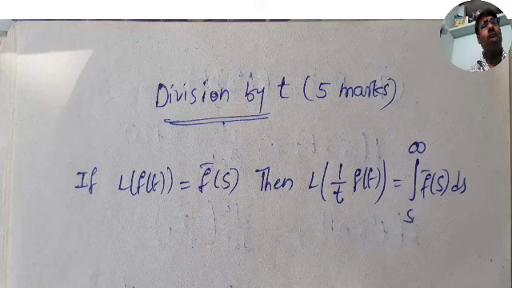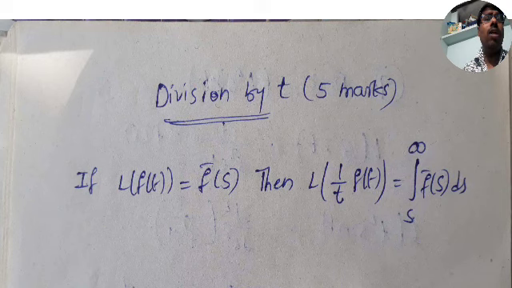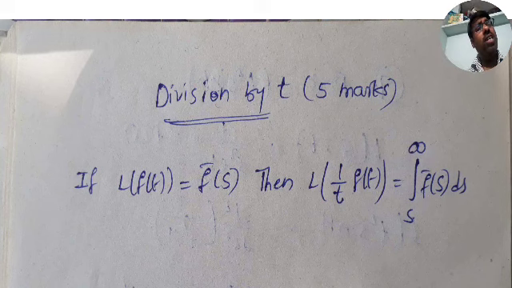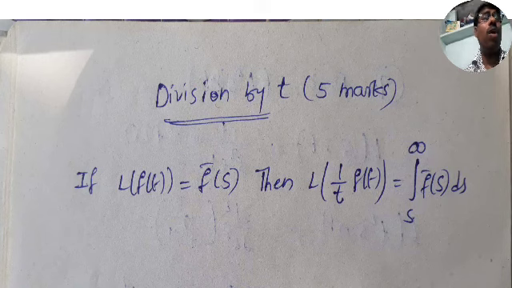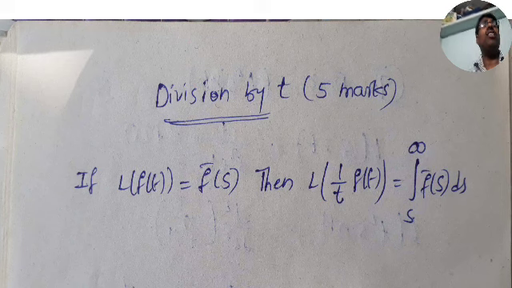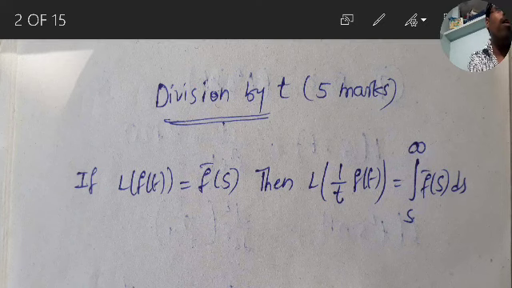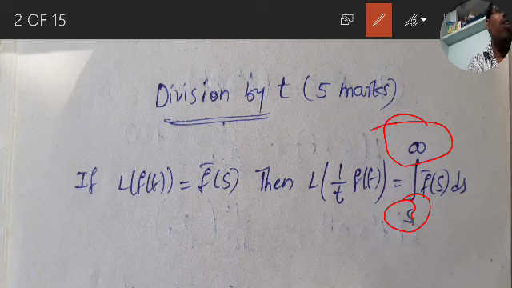So one more time I am repeating, division by t. Today's class we are going to learn about the division by t method. You will get 5 marks. Very easy, very similar to multiplication by t. If a function is multiplied by t, then we did derivative of its f bar of s. Now if it is divided by t, then we do integration of that. Make sure you remember the limits are s to infinity. So this is the division by t method.